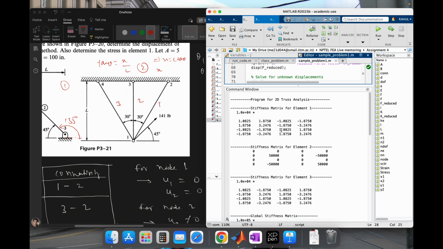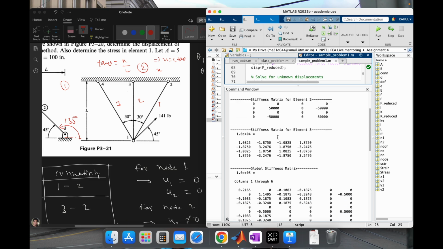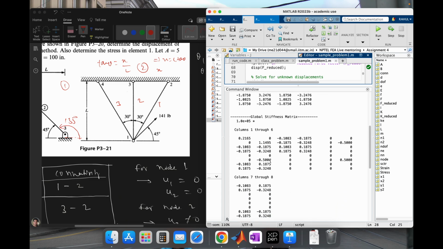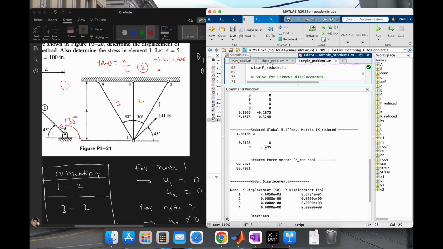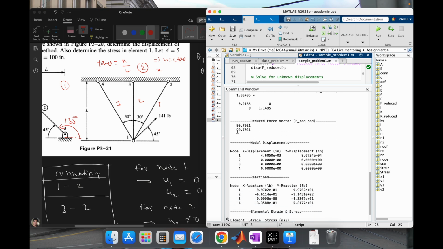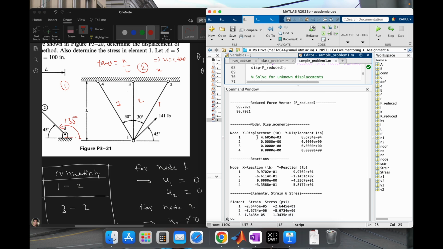So here we can see that this is the stiffness matrix for element 1, for element 2, for element 3, and this is the global stiffness matrix, and this is the reduced global stiffness matrix. This is the force vector, and this is the nodal displacement.